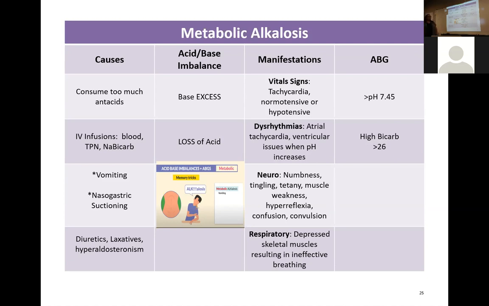Atrial tachycardia, the atrium's the top two chambers of the heart. And tachycardia, we said, is over what number? Over 100, right? And some ventricular issues. So you have dysrhythmias, your heart rhythm is going to be messed up. Numbness, tingling. Tetany is sort of that muscle spasm, Charlie horse. And respiratory depressed skeletal muscles results in ineffective breathing. So before we were breathing real fast, and now we're breathing not so much.